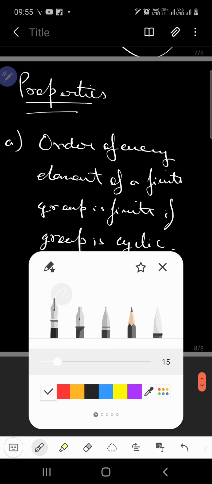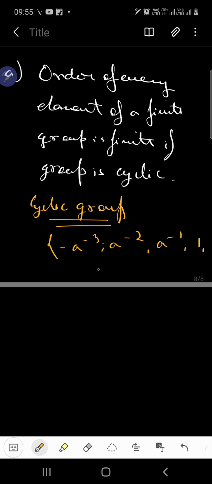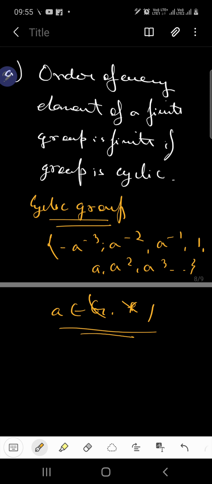What do I mean by this statement? A cyclic group is a group where all the elements are formed on the basis of a single element. Suppose you have a group like this: a to the power minus 3, a to the power minus 2, a to the power minus 1, 1, a square, a cube, and so on. Every element is formed of a, which belongs to the group itself. This sort of group is known as a cyclic group, and the element on the basis of which the other elements are formed is called the generator of the group.